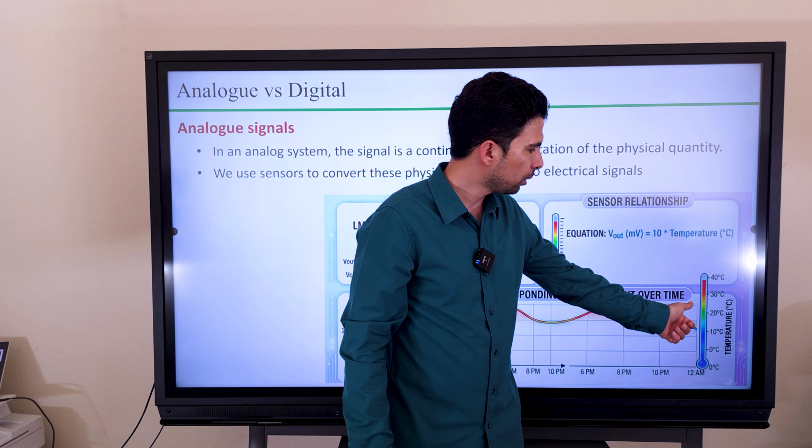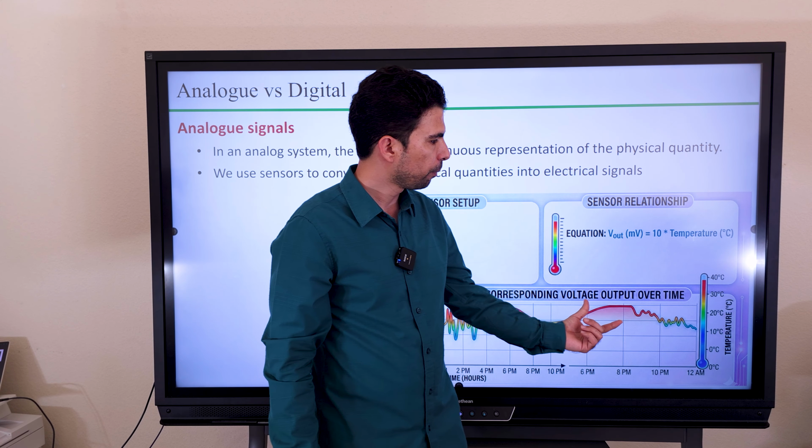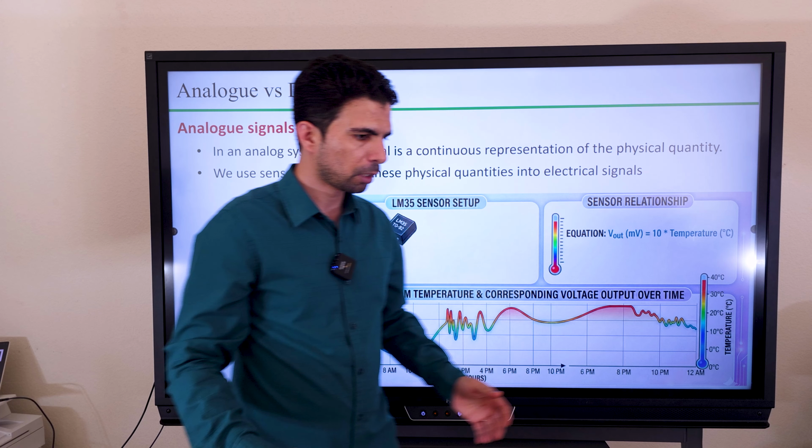Instead, it should be aligned, it must be aligned with the 40 degrees Celsius according to this relationship. But anyway, I should have adjusted this, but I forgot.